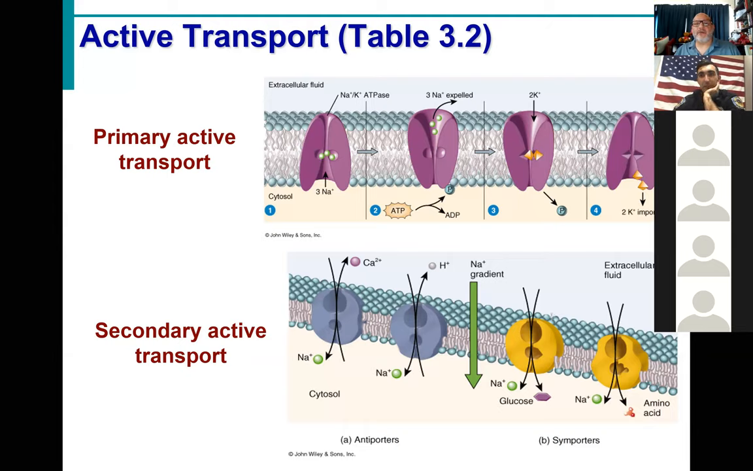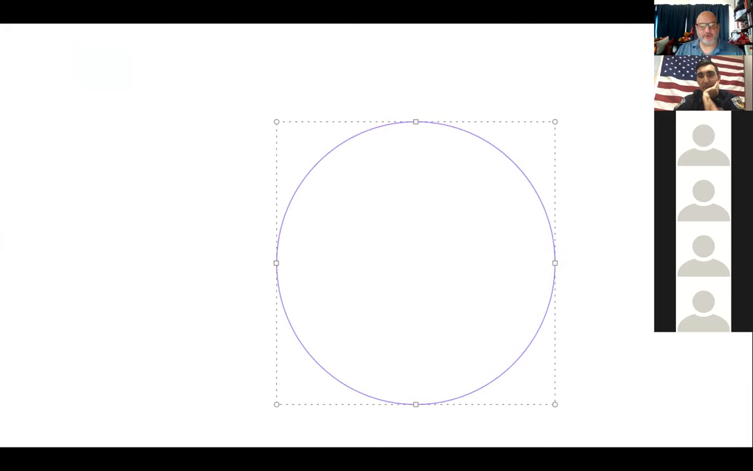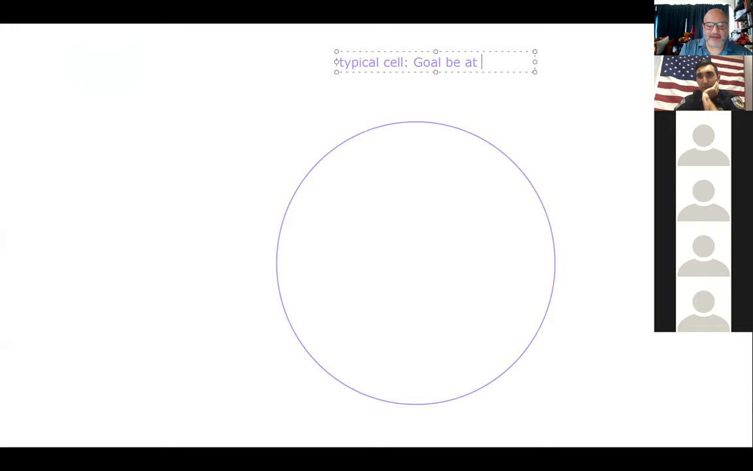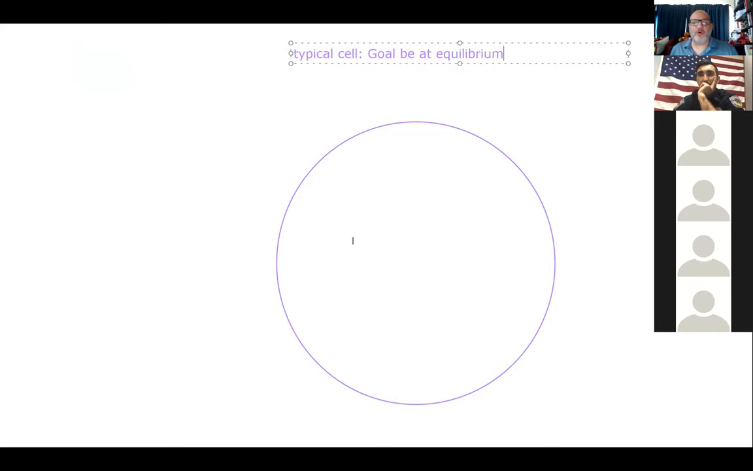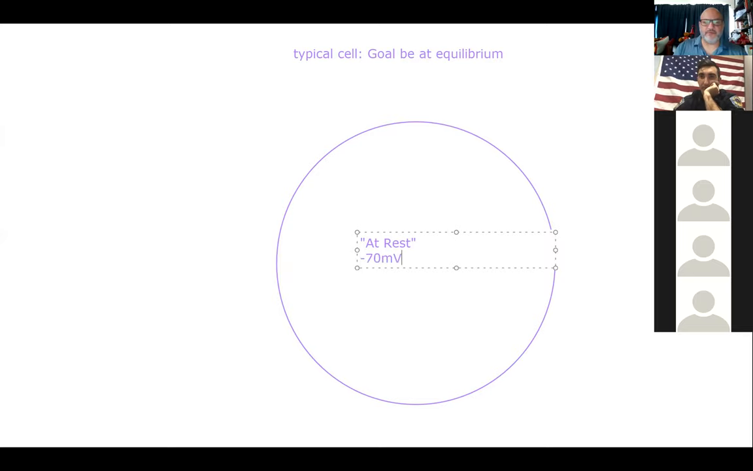Let's clear this. What you have to remember is, let's talk about a typical cell first. With a typical cell, as we talked about, the goal of that typical cell is to be at equilibrium. That is the goal of all cells. What a cell ideally wants to be at is what we call, quote unquote, at rest. And as we talked about, that resting membrane potential is when the cell is at negative 70 millivolts.